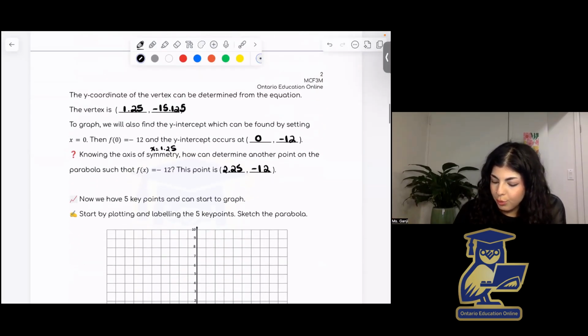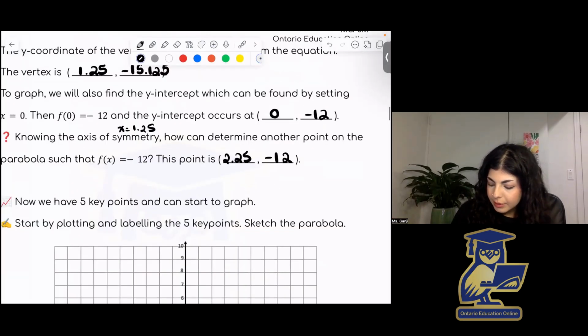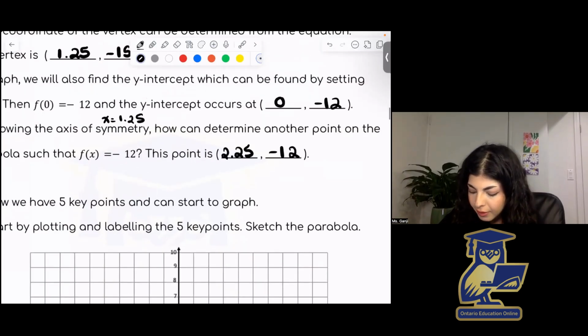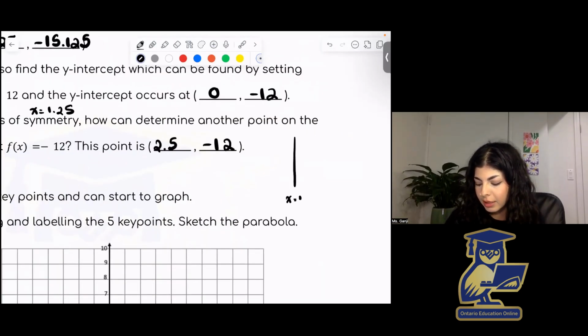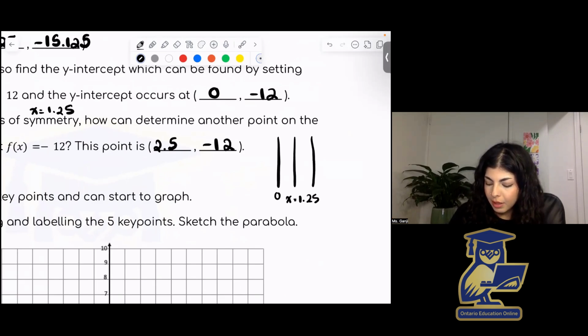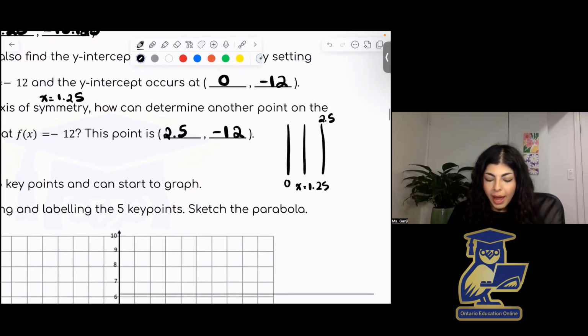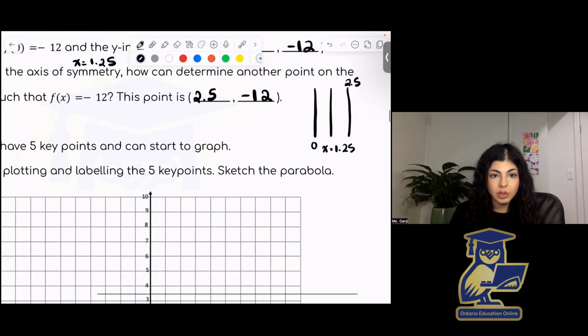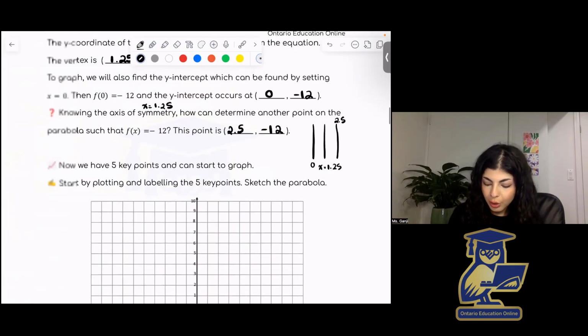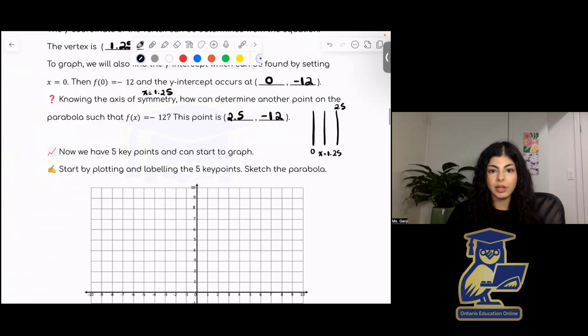Sorry, this should be 2.5 because if we have this as my axis of symmetry, x is 1.25 and we are at 0 here, then going that same distance apart here would give me 2.5. So think of the number line. So now I have 5 key points and I can start to graph. Try this on your own now to graph this and then come back and check your answer.